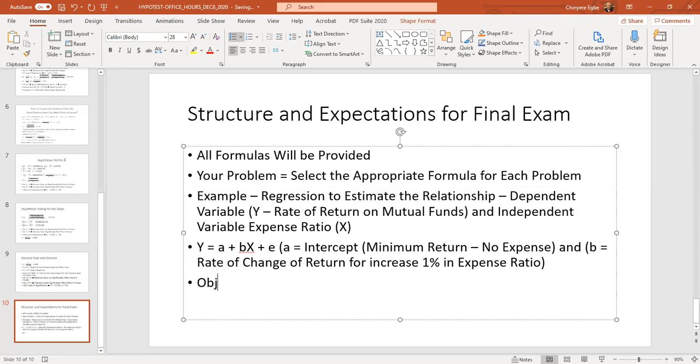Now, our objective is to estimate A using A hat, and estimate B using B hat. And then we're going to bring up B hat.